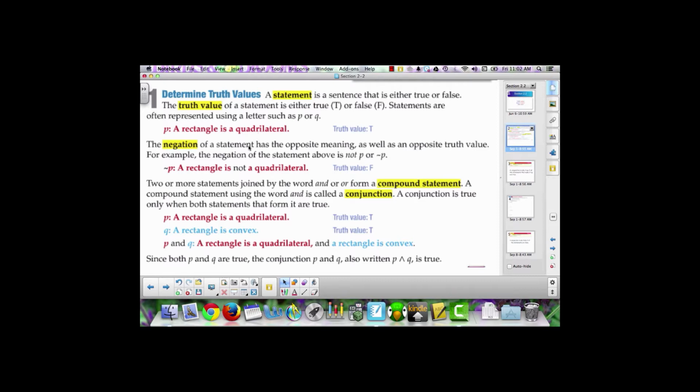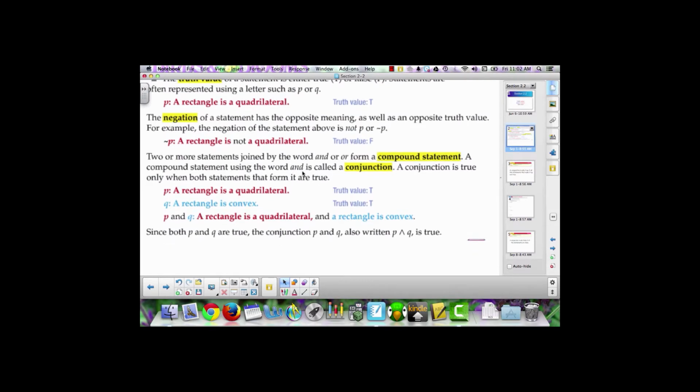The negation of the statement has the opposite meaning, usually with the word not, and has the opposite truth value. Not P, as we can see with this symbol right here, would be a rectangle is not a quadrilateral. Since rectangles are always quadrilaterals, this truth value is false. When we put two or more statements together using either the word and or the word or, we call that a compound statement.